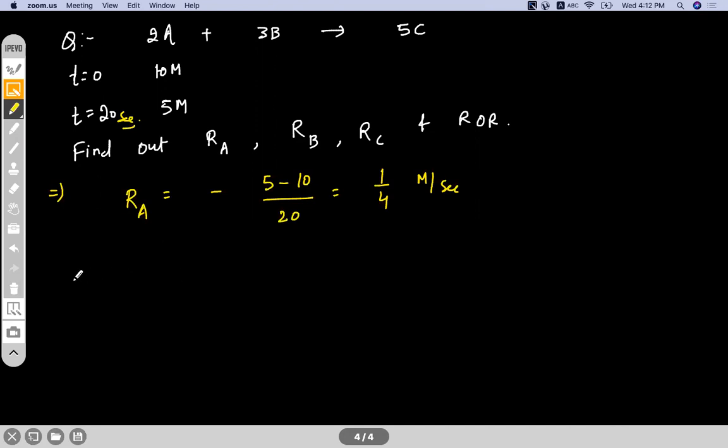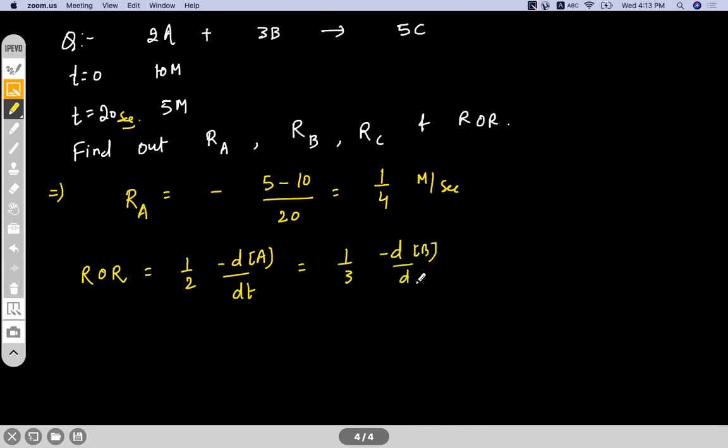Similarly, we can write for this reaction, the rate of reaction is equal to 1 by 2 minus of dA by dt. This expression we can write is equal to 1 by 3 minus of d concentration of D by dt. And then we have 1 by 5 plus of d concentration of C by dt. Okay, so minus dA by dt is given as 1 by 4, the rate of this.